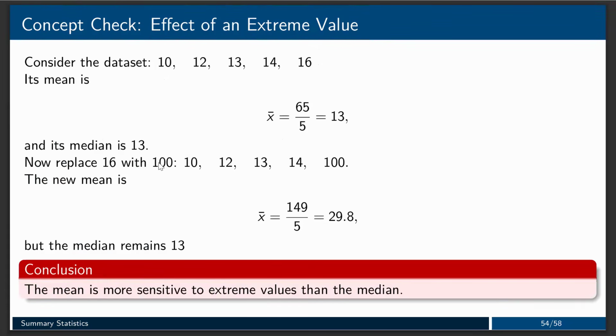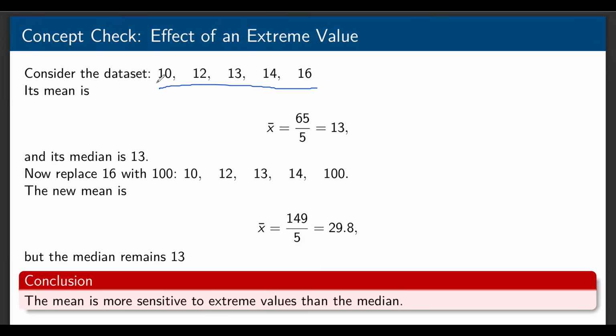Now replace 16 with 100. So now we have the new data points. This time around, instead of 16, the last number is 100. Now the new mean, everything else staying the same, if you sum everything here, is 149 over 5, which is 29.8. So you notice that when we changed the last number from 16 to 100, the mean changed. The mean moved from 13 to 29.8, but the median remained the same.